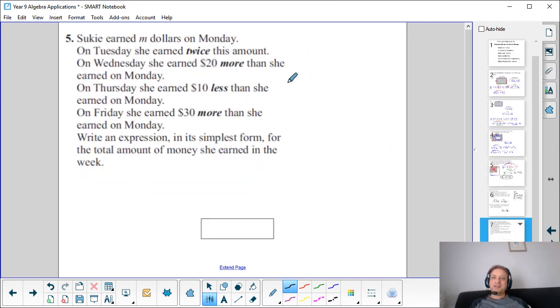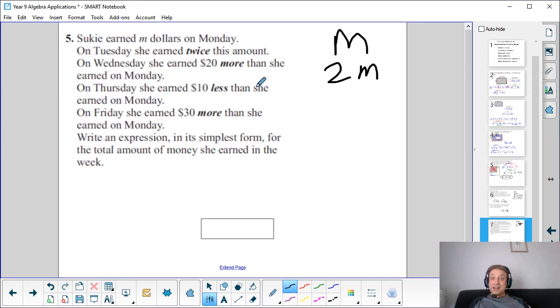All right, in question 5, we've got Suki going to work. She earned M dollars on Monday. All right, so that's just her amount of dollars she got on Monday. We don't know what it is. We don't need to guess at it. It's just something we don't know. What they're going to tell us, though, is what happened Tuesday, Wednesday, Thursday, Friday. So on Tuesday, she earned twice this amount, 2 times as much. The easiest way to write that is to say that she got 2 M's. Right, whatever she got, twice on Tuesday.